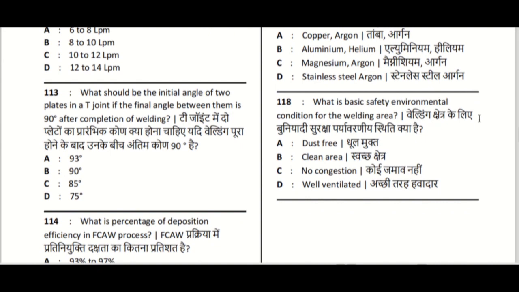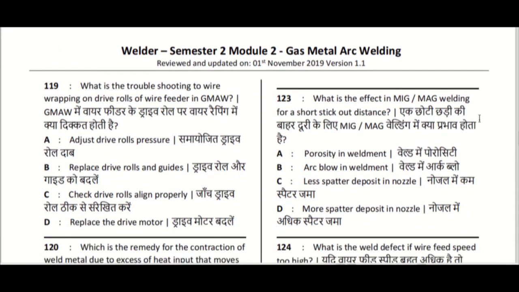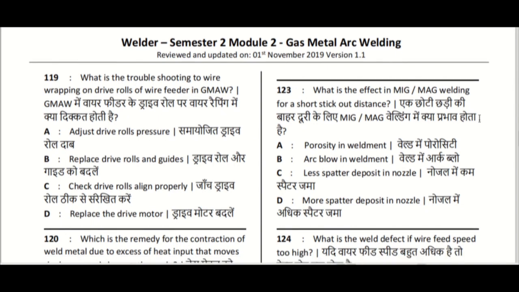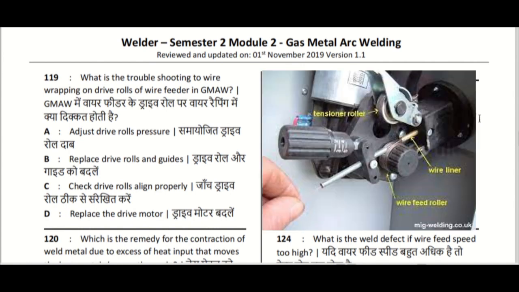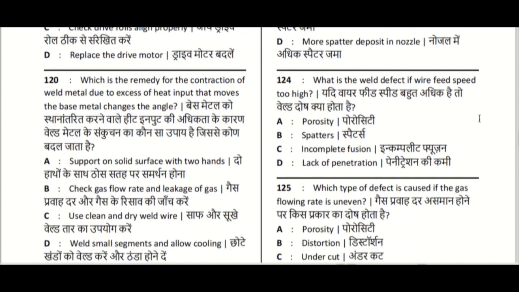What are the basic safety environmental conditions for the welding area? The welding area should be well ventilated. What is the troubleshooting for wire wrapping on the drive rolls of the wire feeder in gas metal arc welding? Just check the drive rollers alignment properly.